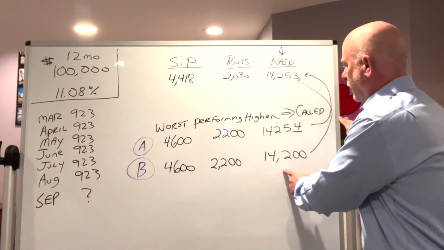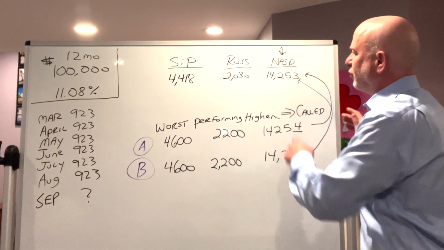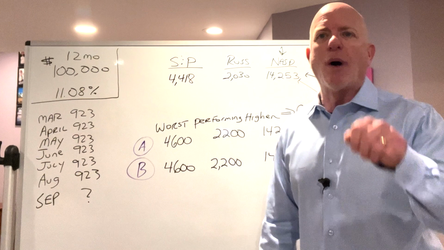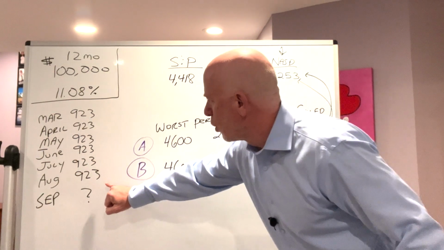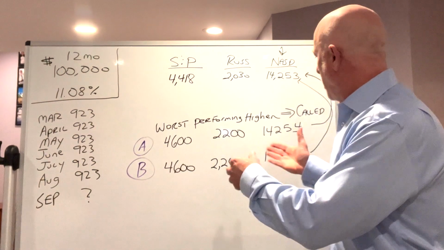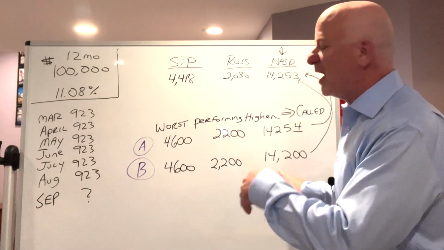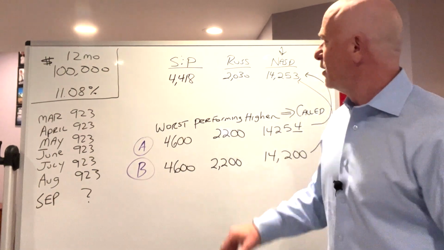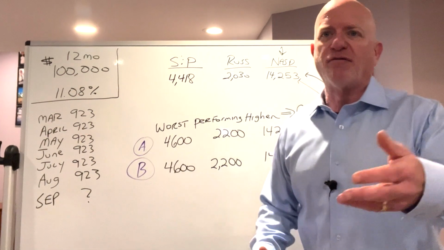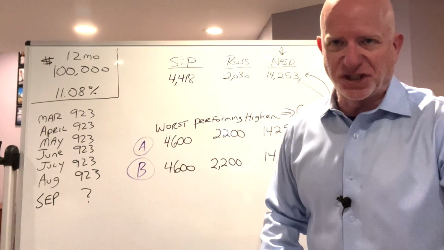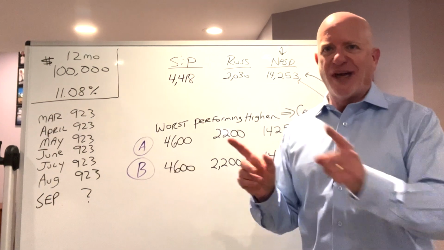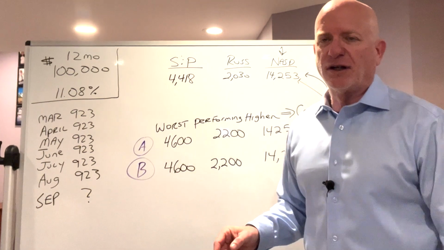Scenario B is that the S&P is higher, the Russell is higher, but the NASDAQ is actually a little bit lower, 14,200 versus 14,253. In that case, the note is not going to be called. It's going to go out another month. So we're going to go out to September, and they're going to do the same observation. Either we've recovered here on the NASDAQ, and the worst performing is higher than the pricing date, and then the note gets called, or it goes out for another month. And we do this every month until the 12-month anniversary. And I'll show you what that looks like in a second.